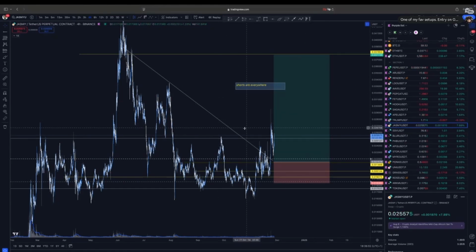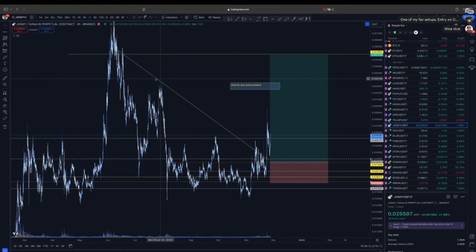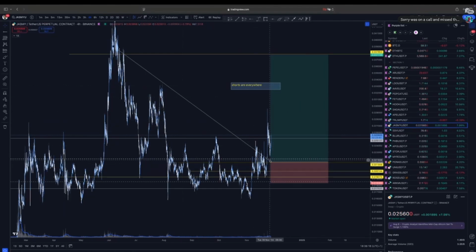So shorts are everywhere. We have this trend line. Once we break this trend line, what happens? Look at the price. It explodes. Why does it go up? Right? Is it just luck? Are these lines like magic? Does BTC do something? Like what happened, right? Why did it go up?